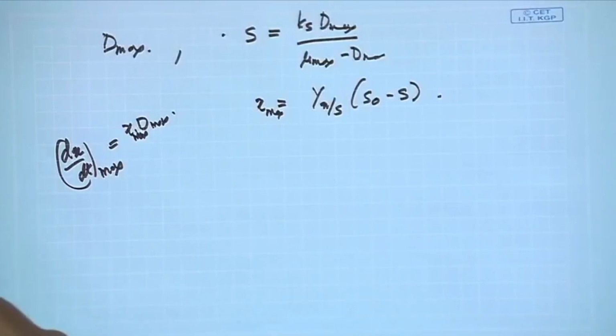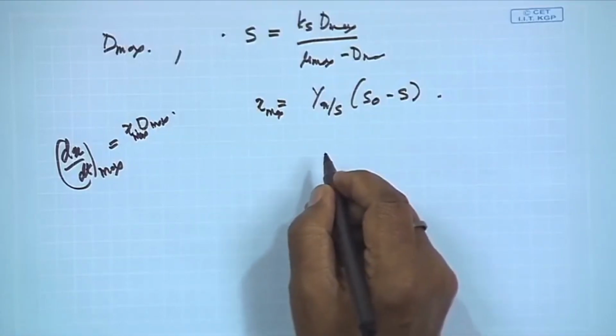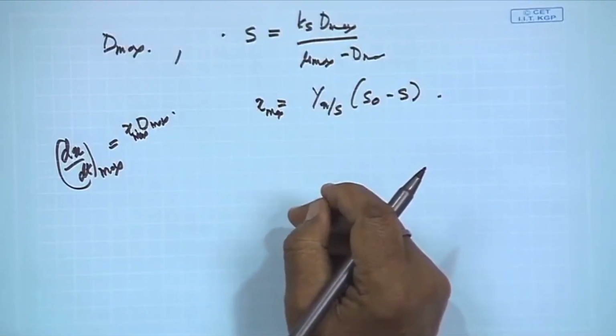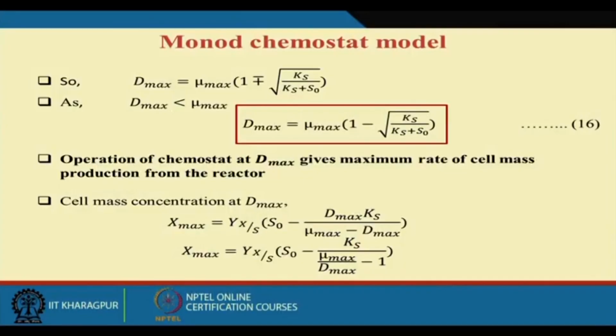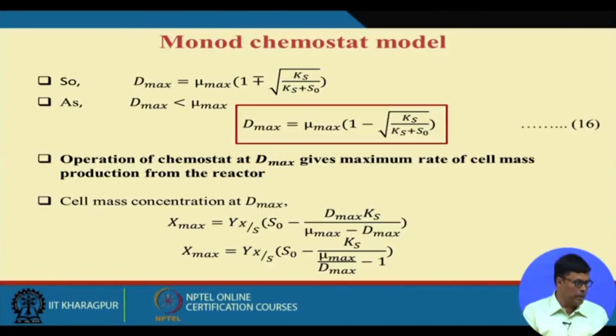Now we can do the calculation in another way also. Suppose we calculated the cell mass production. This is x max equal to Y x by s, multiplied by S0 minus this one, that is the substrate concentration. That is the rate of substrate that is consumed, from which you can find out the x max value. From that we can calculate this one.